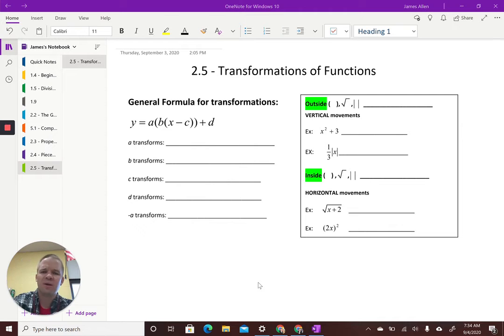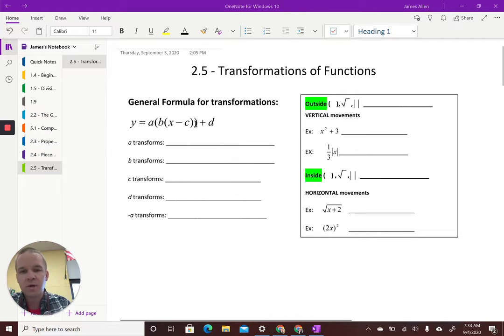All right, here we go. It's 2.5, transformations of functions. I am super psyched. I hope you are super psyched. Some of this is review. Again, a lot of the stuff in this chapter is review, but definitely something we want to go over, and we'll be doing some more challenging things with it than you've ever done before. Who doesn't like a good challenge?